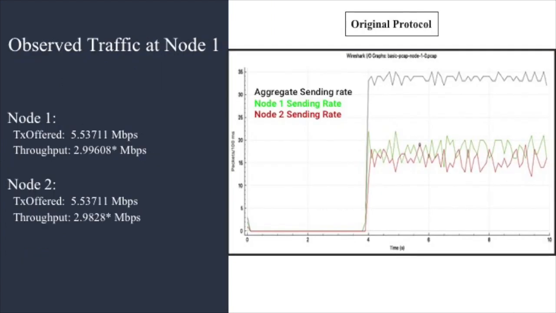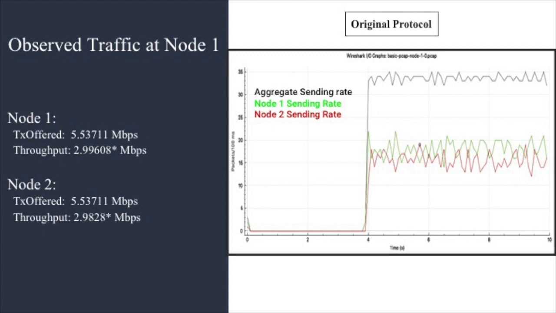And so this brings us to our actual observed traffic for this experiment. And this is specifically the observed traffic at node 1. And if you refer back to the previous slide, node 1 is the far left sender. So it is an instance of the exposed node problem. And what we observed is that for the original protocol, node 1 was able to achieve roughly half of the total offered throughput. I would say it's more than half. It is about 3 megabits per second out of a total offered 5.5 megabits per second.